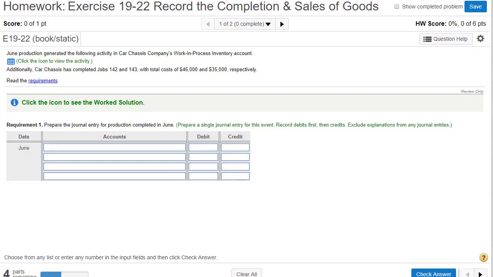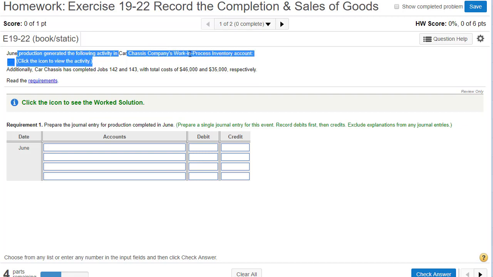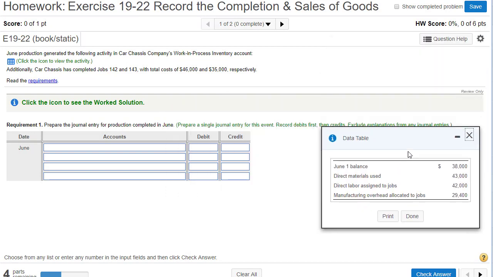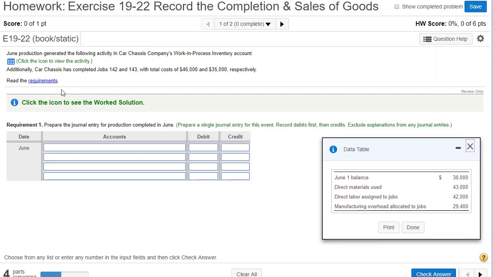Exercise 19-22, we're going to record the completion and sales of goods. During the month of June, production generated the following activity in Car Chassis Company's work in process inventory account. This box is representing their work in process inventory account. Additionally, Car Chassis has completed jobs 142 and 143, and the cost of those jobs were $46,000 and $35,000 respectively.